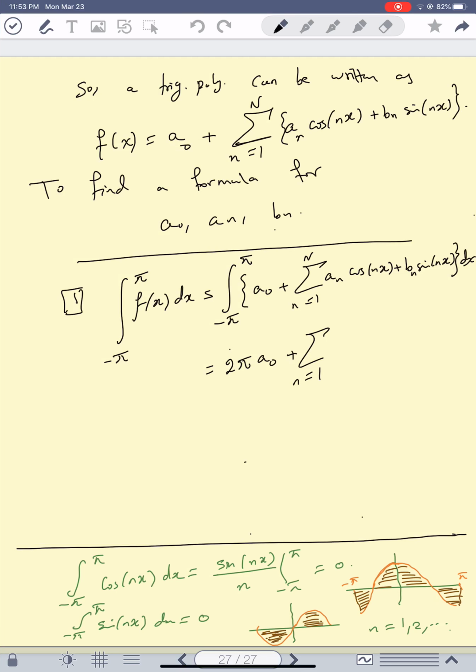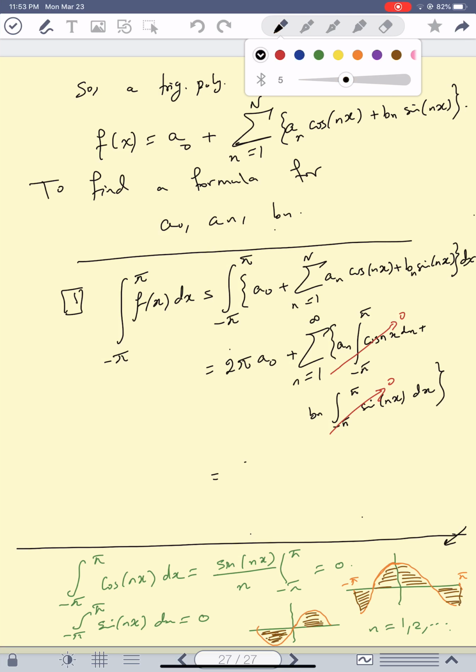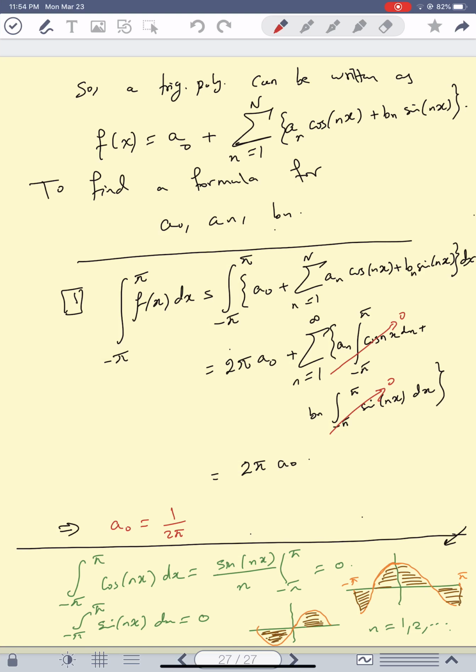You're getting the sum of an times the integral of cosine plus bn times the integral of sine, right? All of this is in the summand, and we've just seen here that these integrals, the integral of cosine from negative pi to pi is 0, and the same for this. So basically, you are left with 2 pi a naught. So what we found is that the integral from minus pi to pi of f of x is 2 pi a naught. So what is a naught? It's 1 over 2 pi times the integral from minus pi to pi of f of x dx.